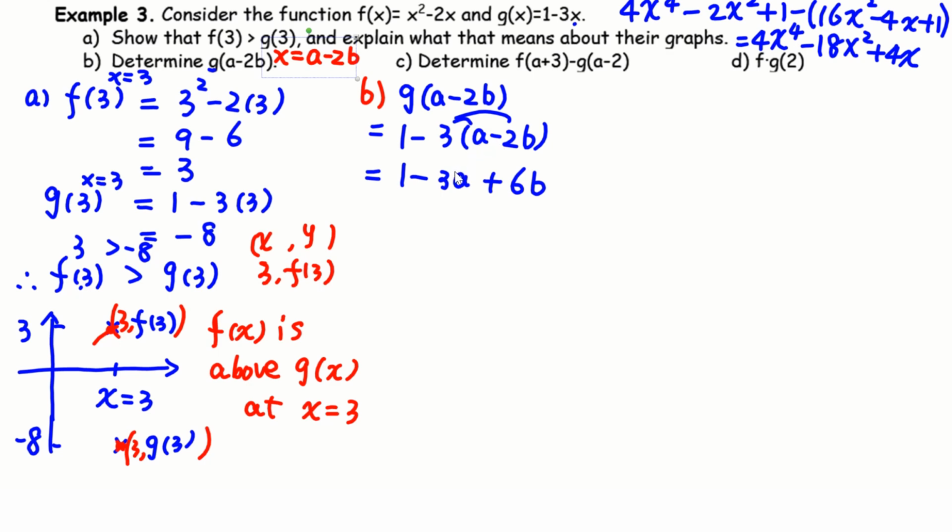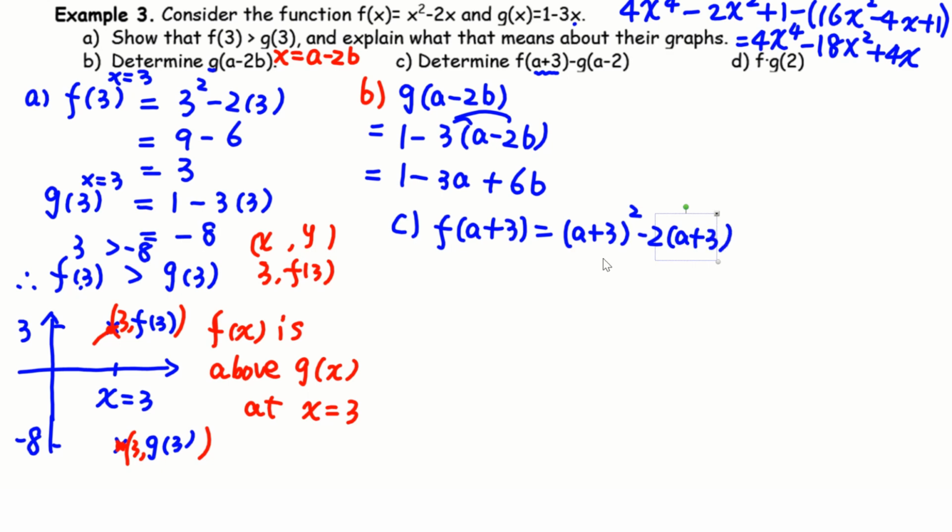So this is just the practice. a, b could be any numbers. This is just practice on algebraic skills. So this is for B, and for question C, f at a plus 3, it means x value equals a plus 3. So sub that one into this f at x. So we have f a plus 3 equals a plus 3 bracket squared minus 2 times a plus 3.